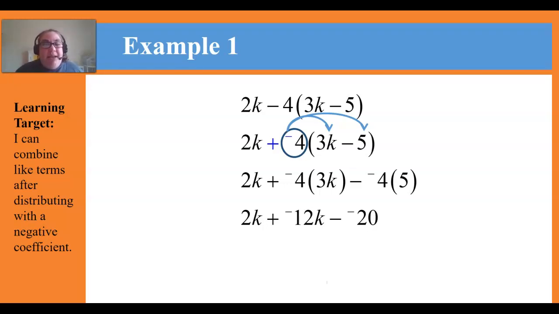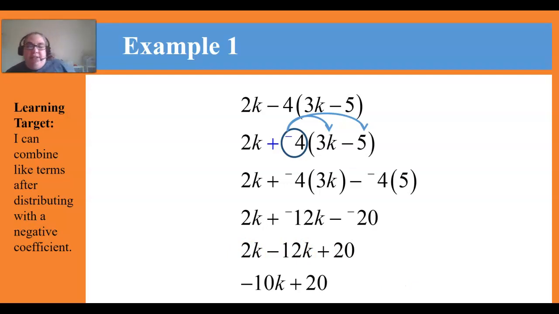So something that I might expect you to write down would be 2k minus 12 plus 20, because when you're adding a negative, that's subtraction. And when you're subtracting a negative, that's addition. So now that we have everything pretty much simplified and cleared up, for like terms, I have the 2k minus 12k, and that would be negative 10k. So our final answer for this example is negative 10k plus 20.